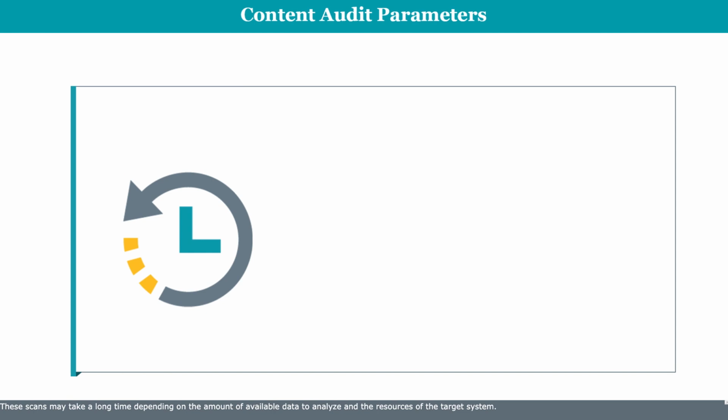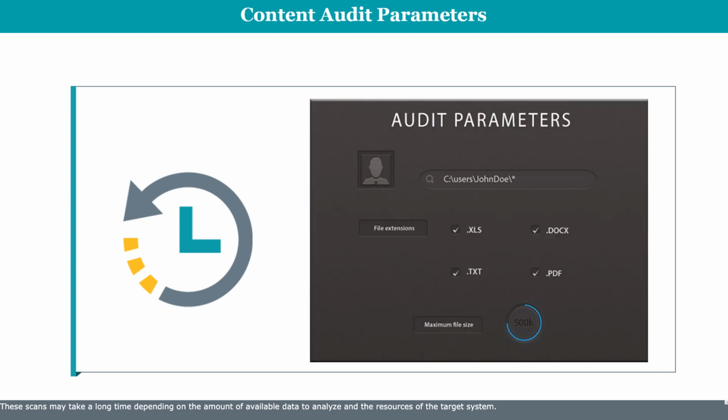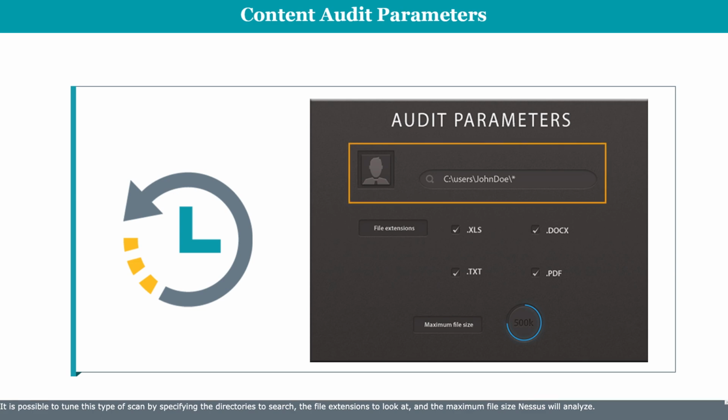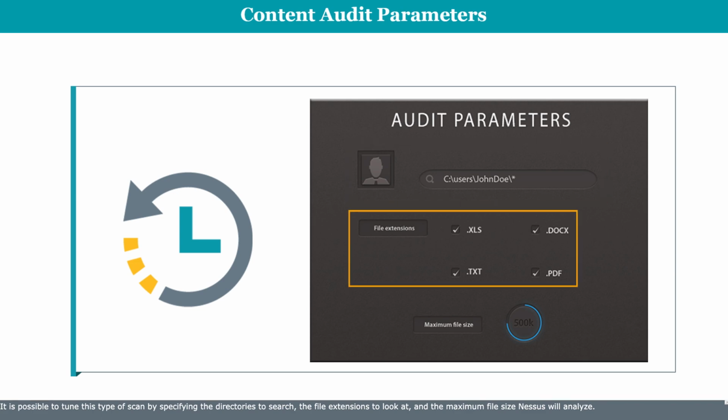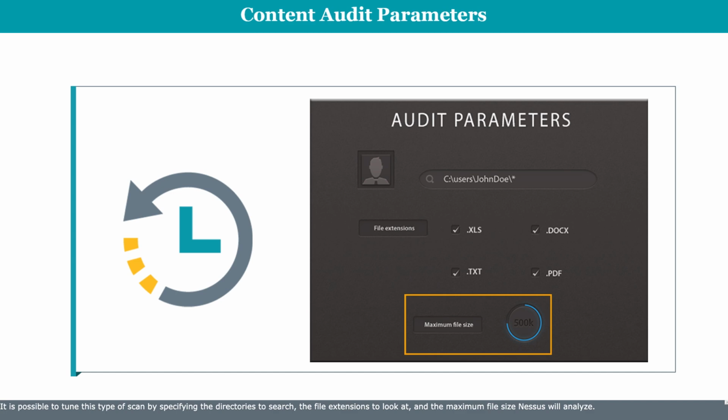These scans may take a long time, depending on the amount of available data to analyze and the resources of the target system. It is possible to tune this type of scan by specifying which directories to search, which file extensions to look at, and the maximum file size Nessus will analyze.